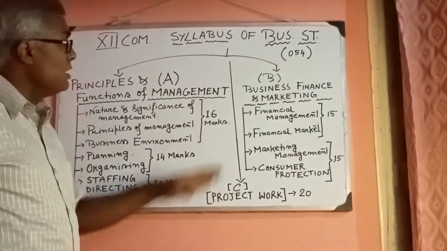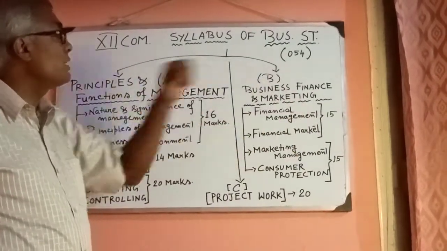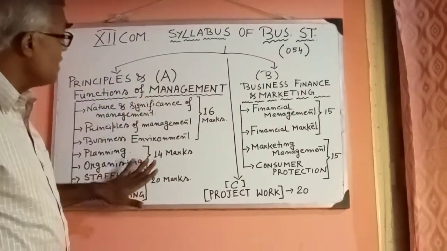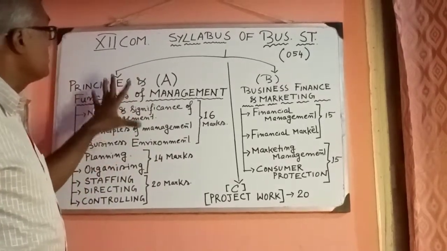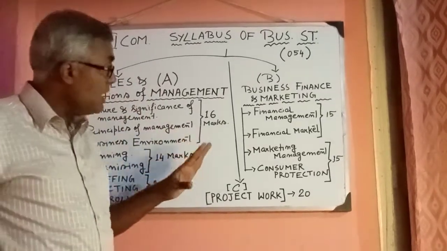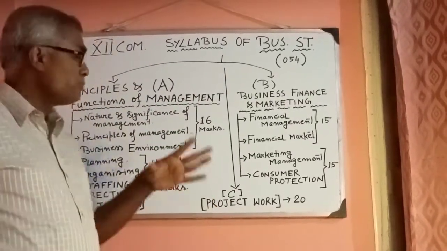So in this way 15 plus 15, 30 marks will come from business, finance and marketing, and 16, 14 and 20, that is 50 marks, will come from Part A, principles and functions of management. And now Part C, which is very much related to project work.